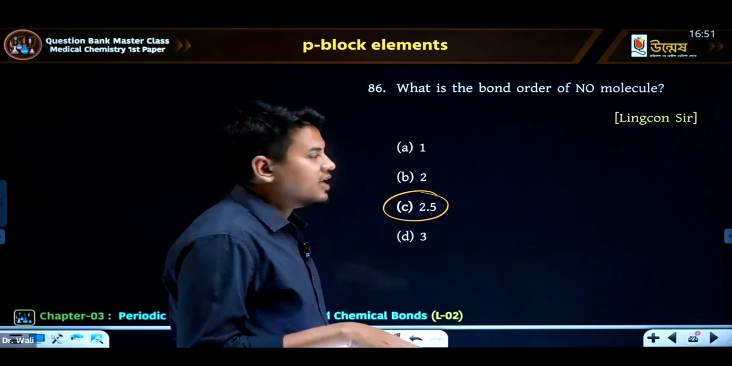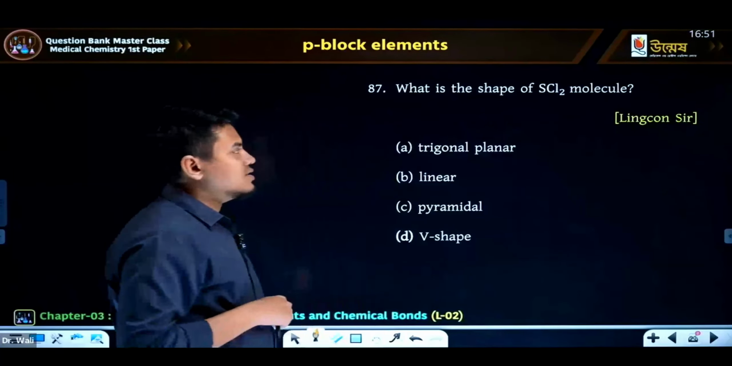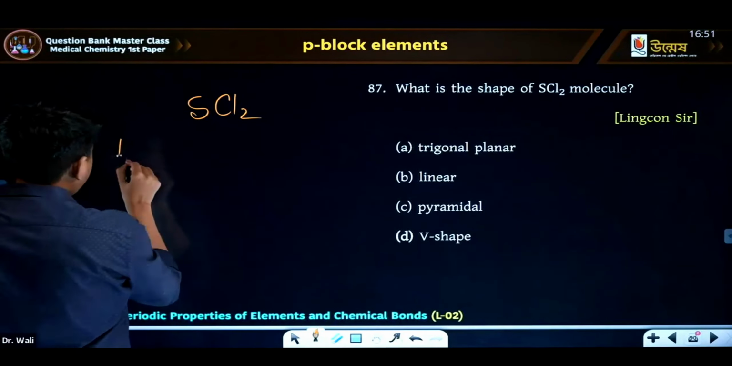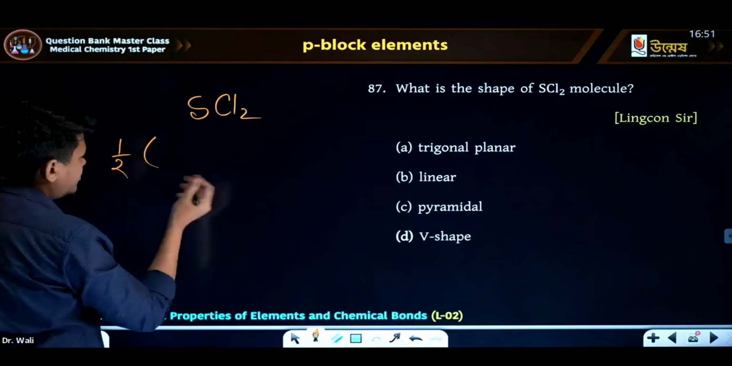The calculation is a bit difficult one, but I think you should not opt for that. You just remember that nitric oxide shows 2.5 bond order. What is the shape of sulfur chloride molecule? As you can see, sulfur chloride, we need to determine the hybridization. Though it will be taught in the following lectures, where we will be discussing hybridization, it will be discussed again, but I can do it for an example.